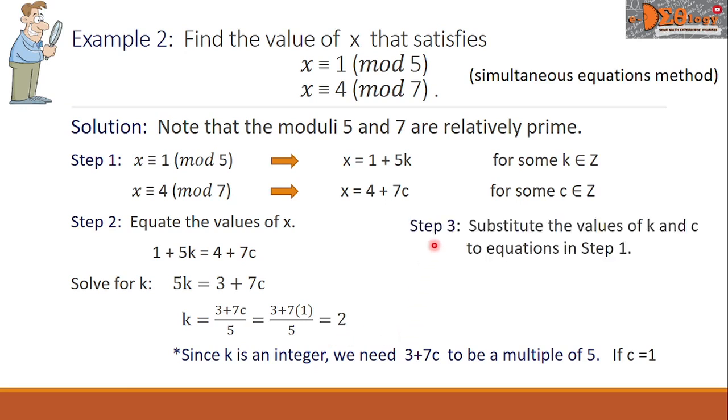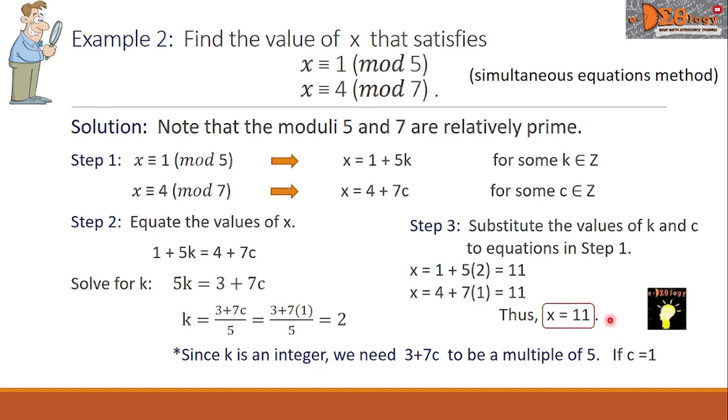So we go to step 3. We substitute the values of k and c to equations in step 1. So the x is equal to 1 plus 5k, it becomes 1 plus 5 times 2. For the second equation, it becomes x is equal to 4 plus 7 times 1. When we simplify both equations, we will get the value 11. Thus, x is equal to 11. This is the final answer.